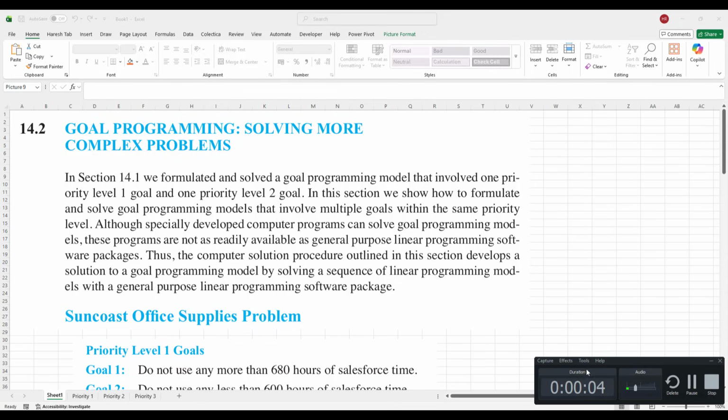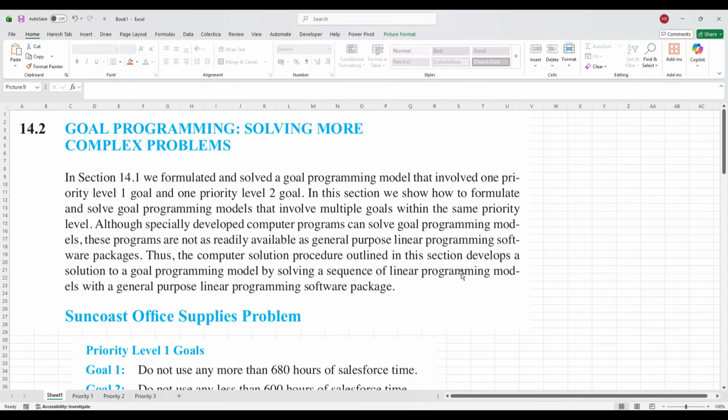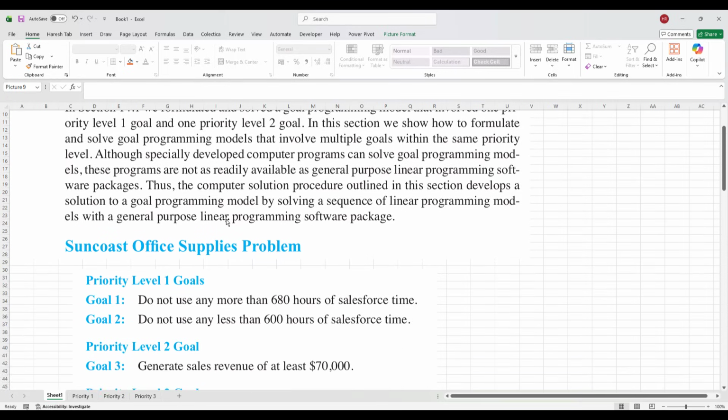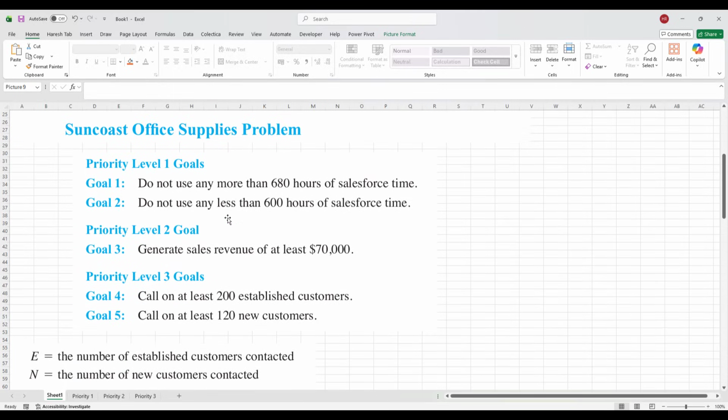In this video we are going to learn how to solve more complex problems of goal programming in Solver. This is the problem we are going to solve now. As we know, this is the Suncoast Office Supplies problem, and it has three priority levels. The first priority level has two goals, the second priority level has one goal, and the third priority level again has two goals.